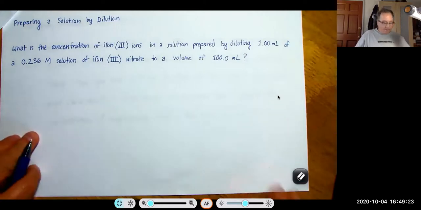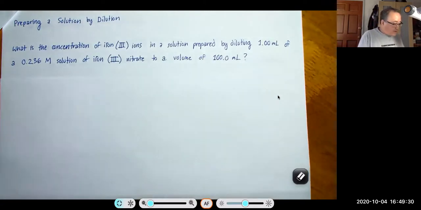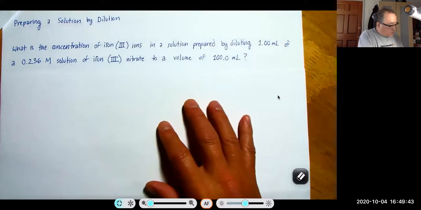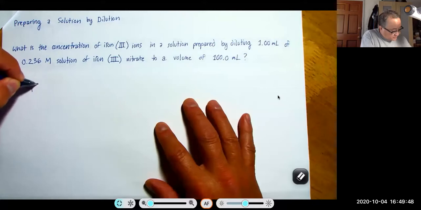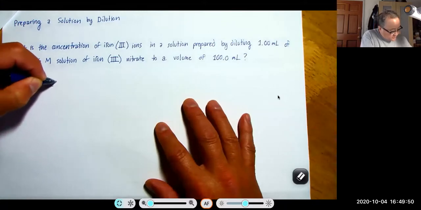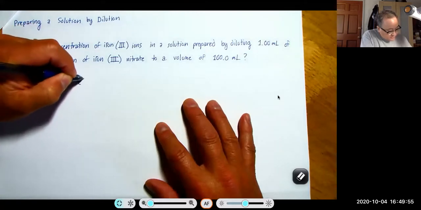Let's take a look at this problem here. What is the concentration of iron 3 ions in a solution prepared by diluting 1 milliliter of a 0.236 molar solution of iron 3 nitrate to a volume of 1,000 milliliters? So we're given that the concentration, C1, is equal to 0.236 molar iron 3 nitrate. So here's the iron 3 nitrate formula.